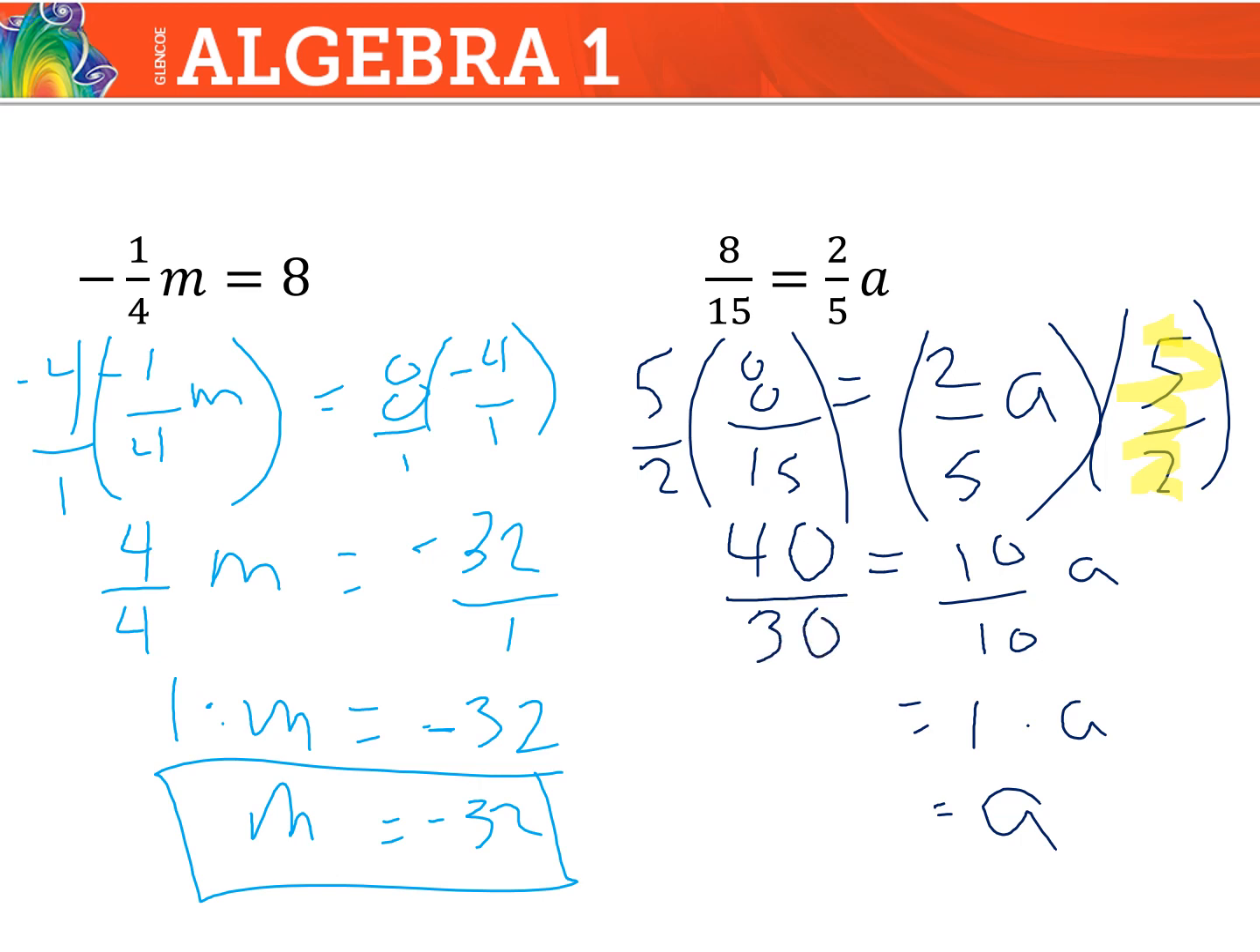Now, unlike the last fraction we had at the very end, can this one simplify? Yes, and that's because 40 and 30 share a common factor of 10. So 40 divided by 10 is 4. 30 divided by 10 is 3. So a equals 4/3.